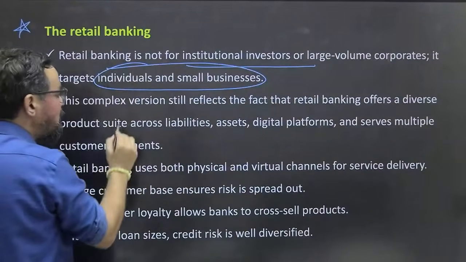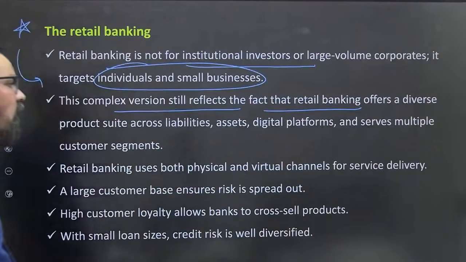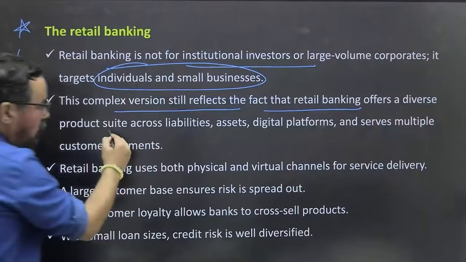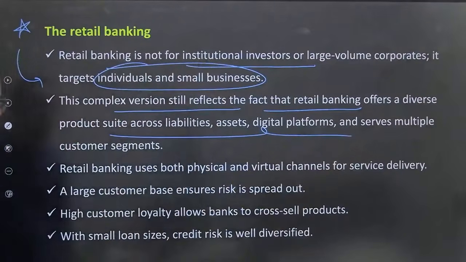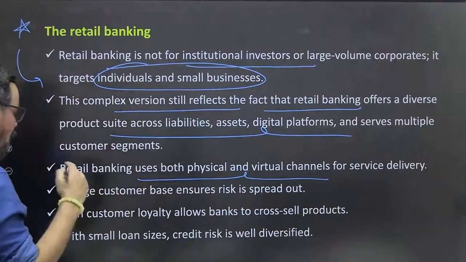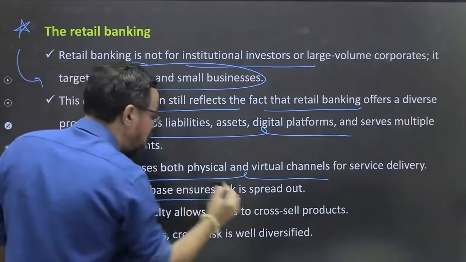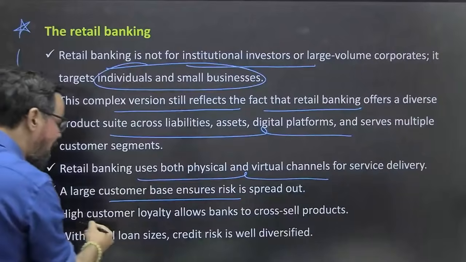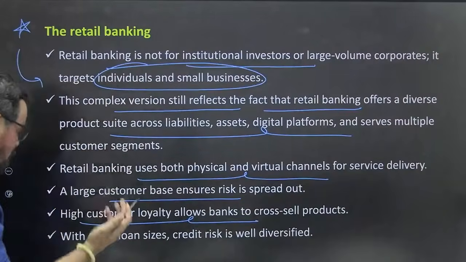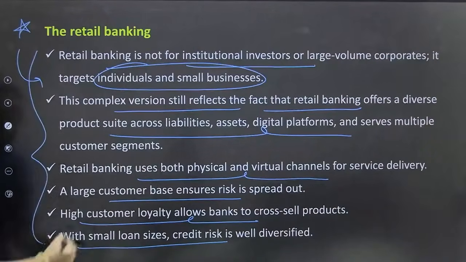The complex version still reflects the fact that retail banking offers a diverse product suite across liabilities, assets, and digital platforms, serving multiple customer segments. Retail banking uses both physical and virtual channels for service delivery. A large customer base ensures risk is spread out. High customer loyalty allows the bank to cross-sell products. With small loan size, credit risk is well diversified. So again, these are some features of retail banking.